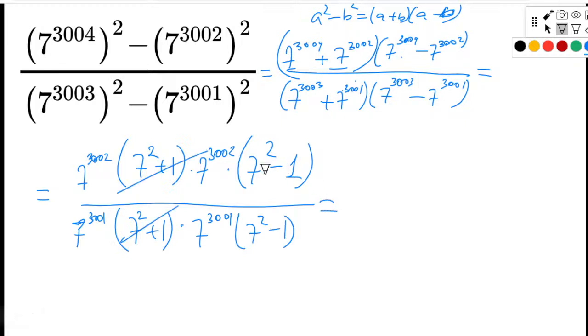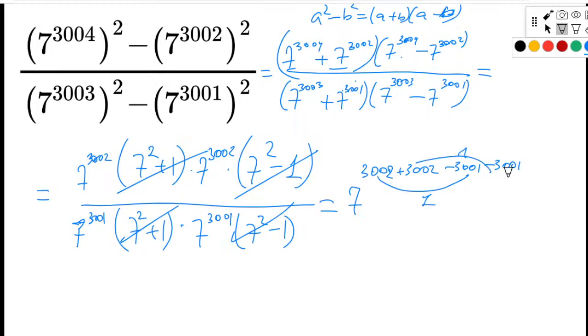So we get rid of these ones and these ones. What we left here, 7 to the power of 3002 plus 3002 minus 3001 minus 3001. Here we get 1 and here we get 1, so it's 7 to the power of 1 plus 1, 7 to the power of 2, and it equals 49. So pretty long solution. I prefer the previous one.